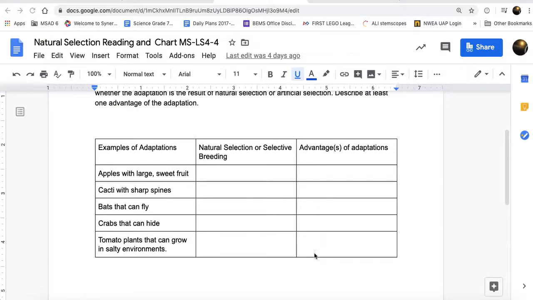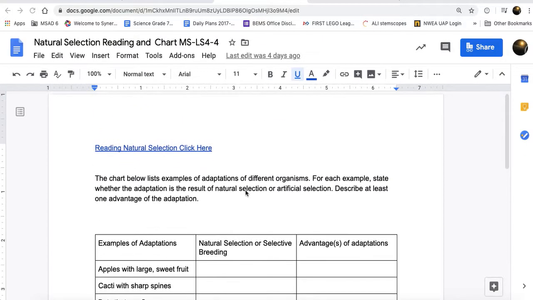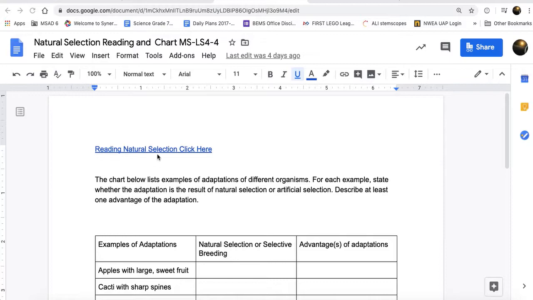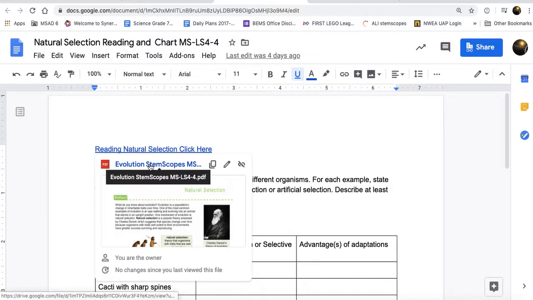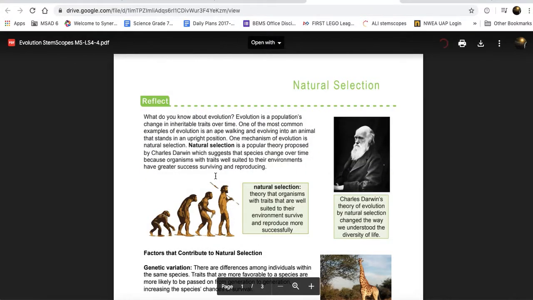So in this column, you decide what the adaptation's advantage is. And over here, where my cursor is, if you think it's natural selection or selective breeding. Now, how do you figure this out? You click on the reading link right here. I'm going to open this up. And it looks like this.